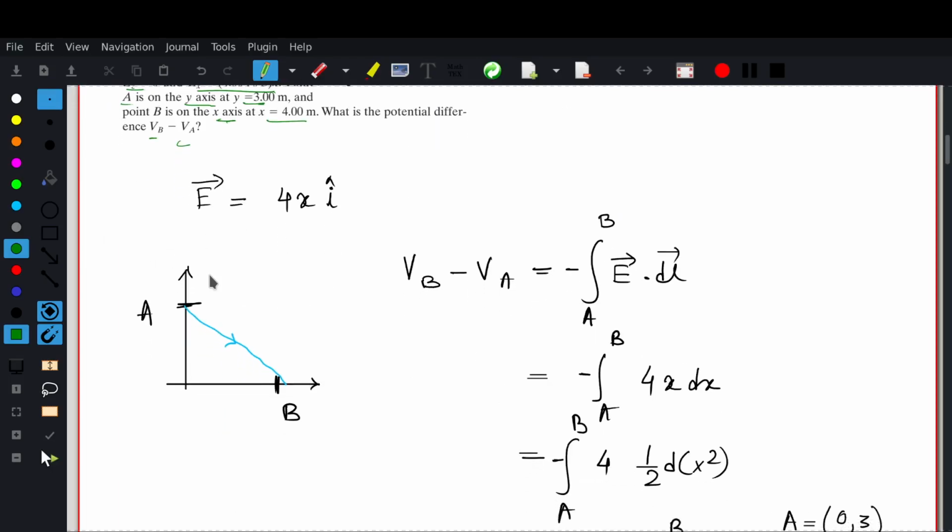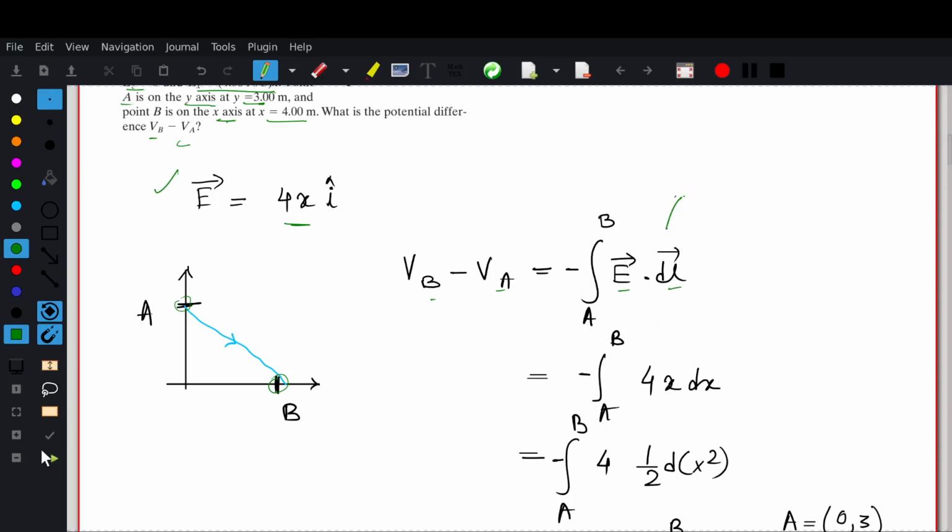So here I have a rough drawing of the system. This is our point A and this is our point B, and throughout the space there is some electric field, denoted by 4x i cap, with no other component. Now to calculate this potential difference between points A and B, we will have to calculate this integral, right?